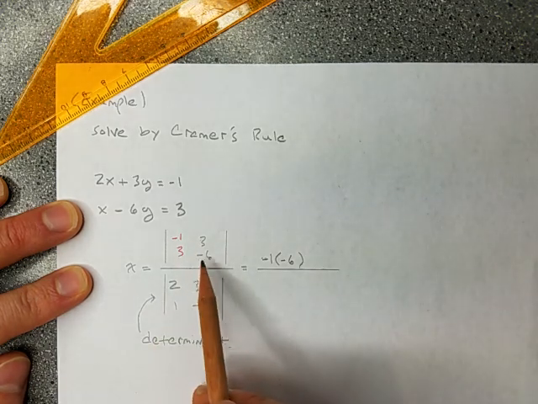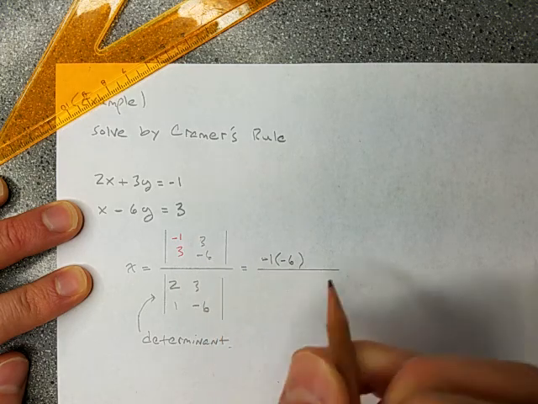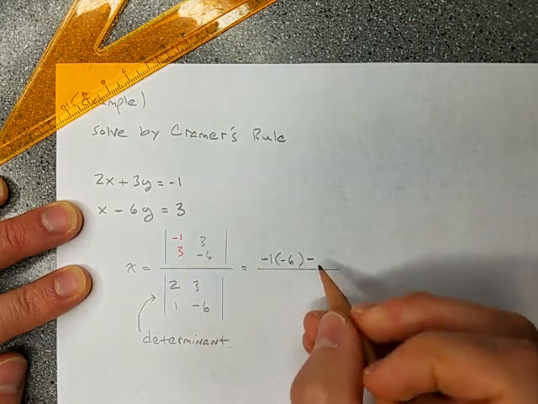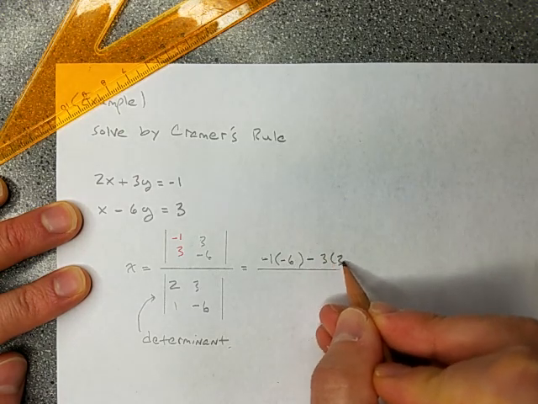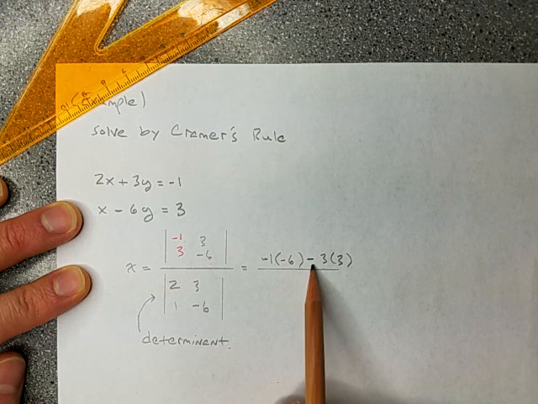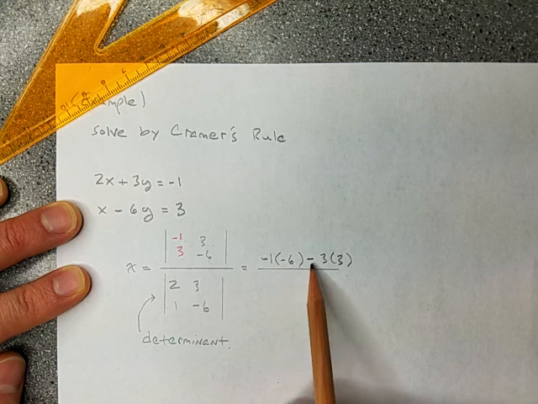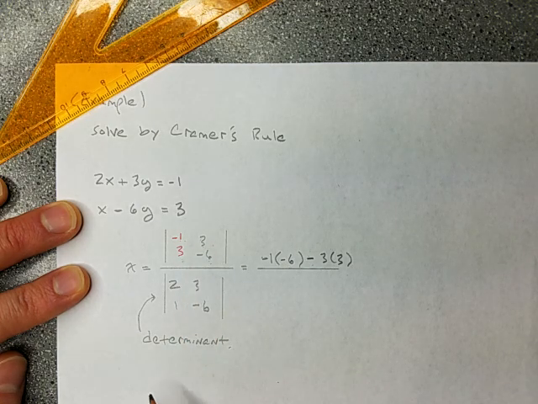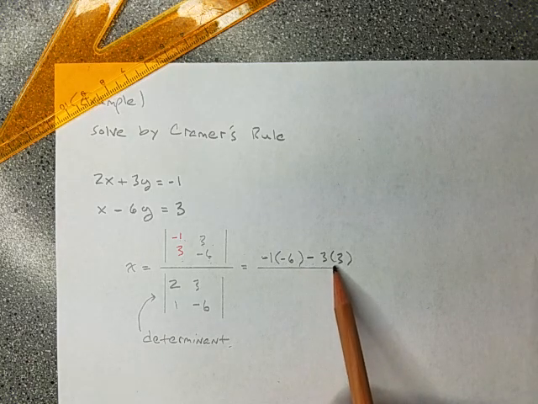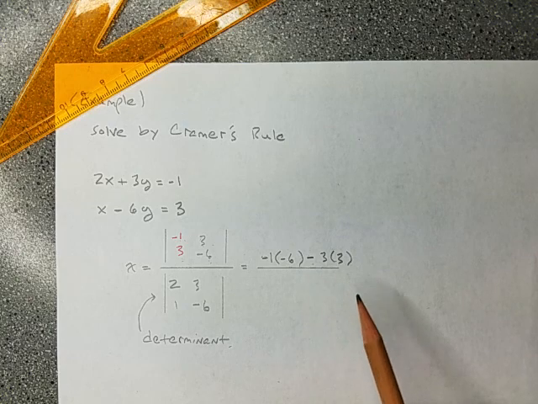Okay, so -1 times -6, we multiply diagonally like that, and then we subtract this number times this number. They're always done that way. This times this minus this times this. -1 times -6 minus 3 times 3. And then we just calculate. It's 6 minus 9. 1 times 6 is 6, 3 times 3 is 9.